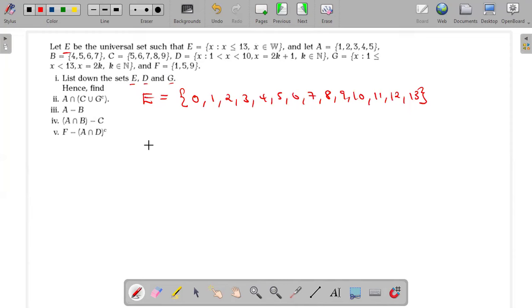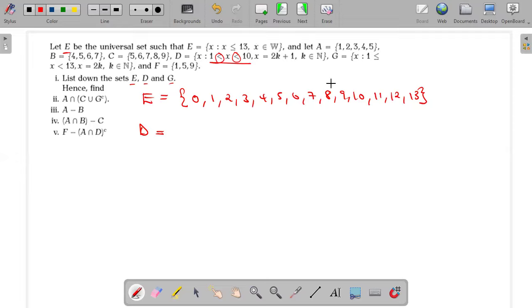Okay, so after listing set E, we can now list set D. Set D has been given by a formula. It says set D is the set of all x such that x is in between 1 and 10, and both inequalities are strict. This just means the endpoints, 1 and 10, are not part of our set. So when we list out our elements, we make sure that 1 and 10 do not appear in our set.